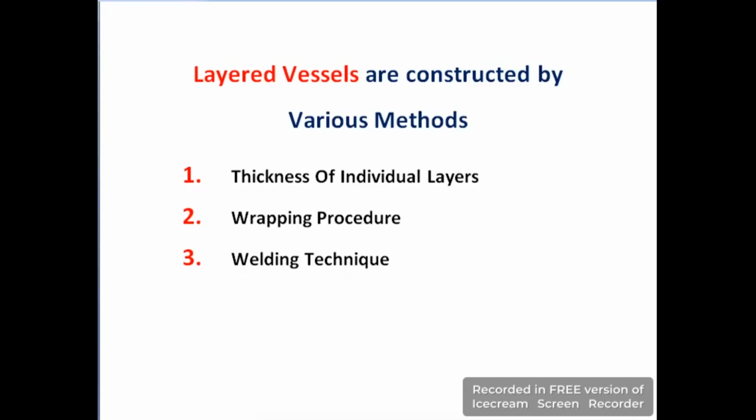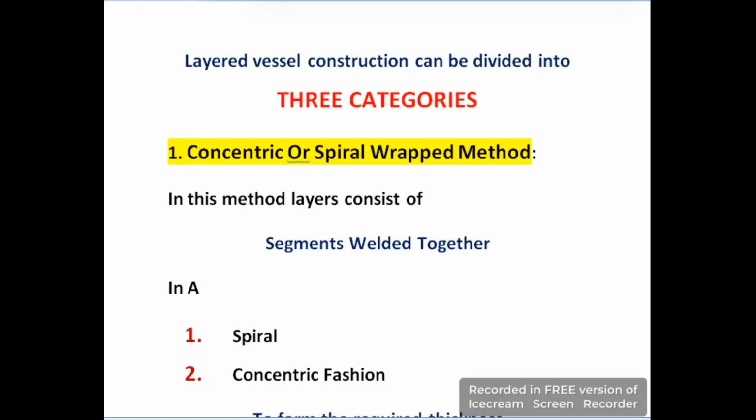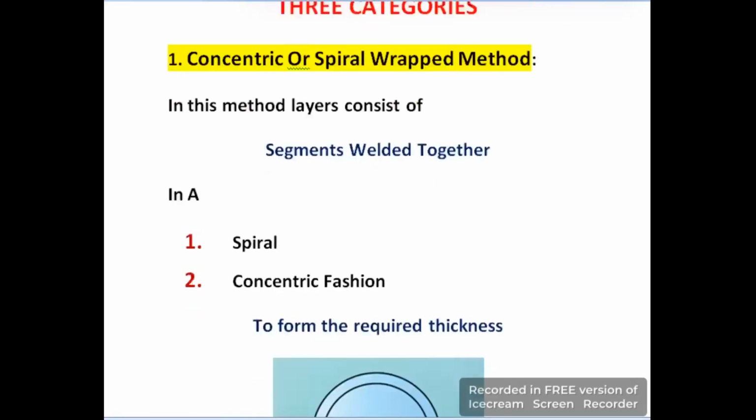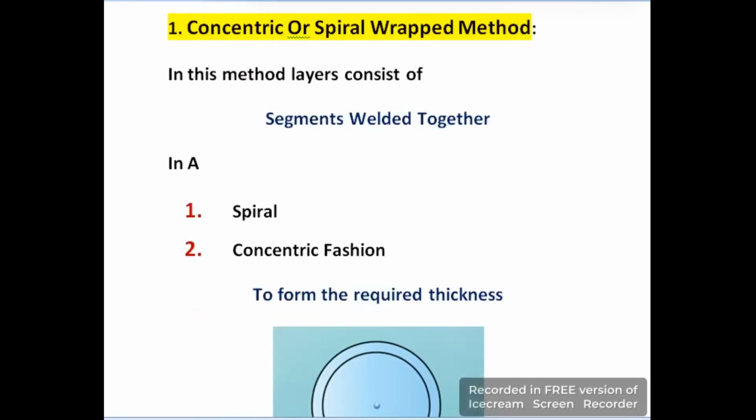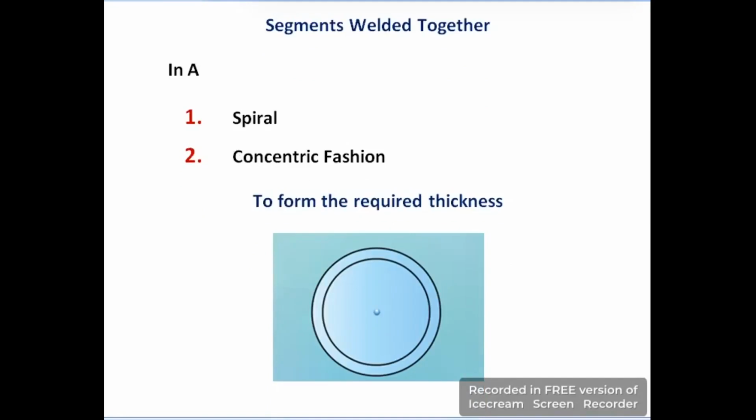by wrapping procedure and by welding techniques. Layered vessel construction can be divided into three categories. The first one is concentric, also called spiral wrapped method. In this method, different segments are welded together in the form of spiral or concentric fashion to form the required thickness.